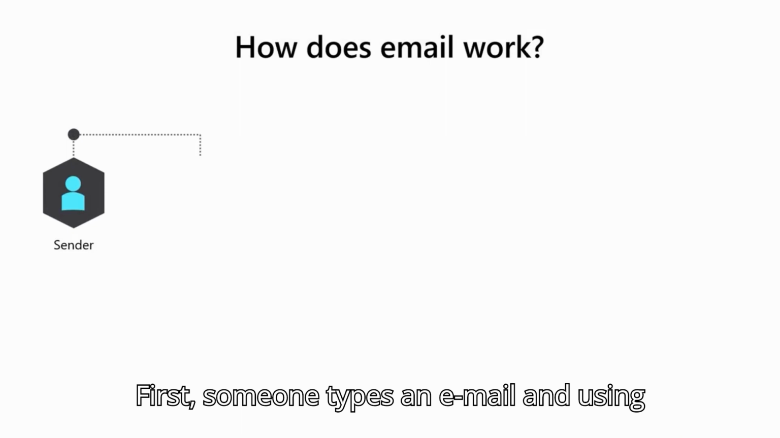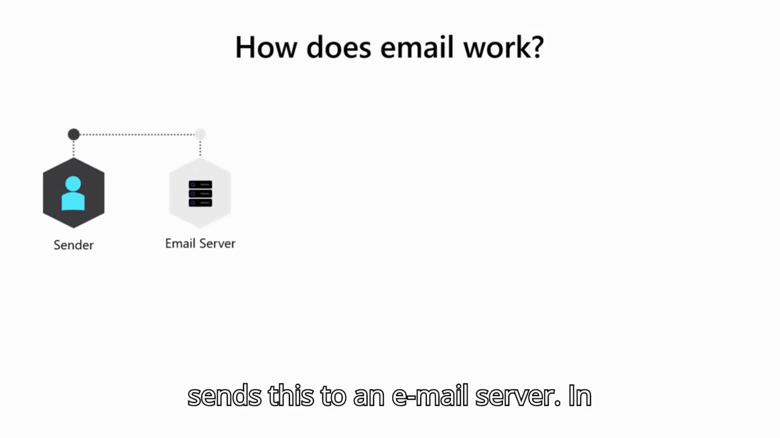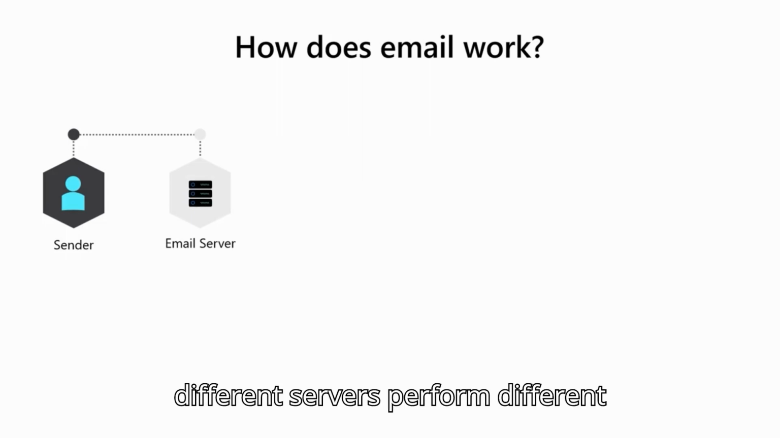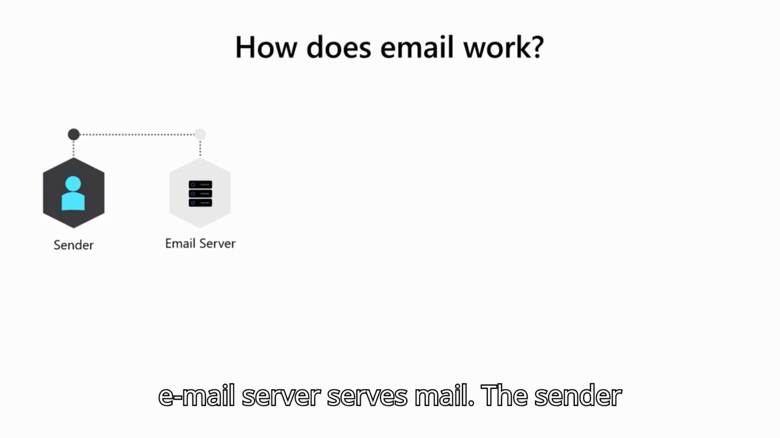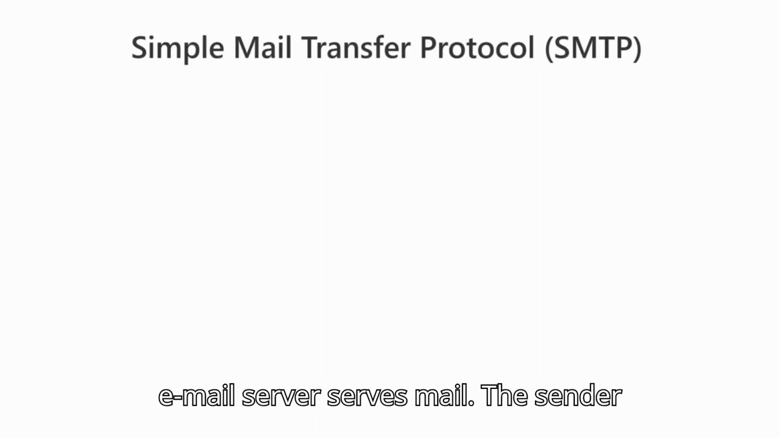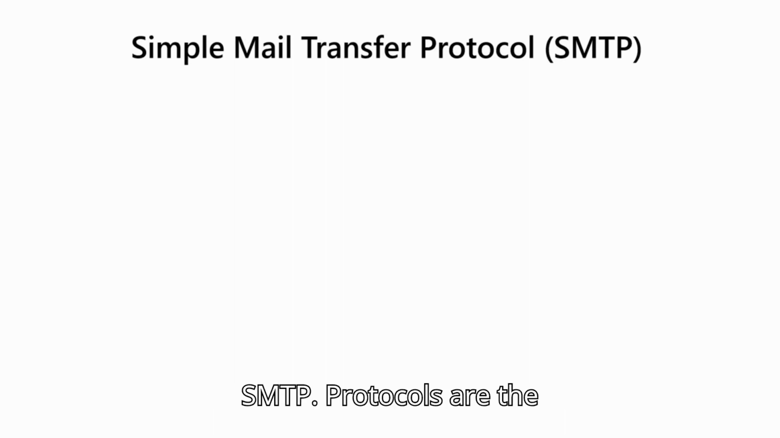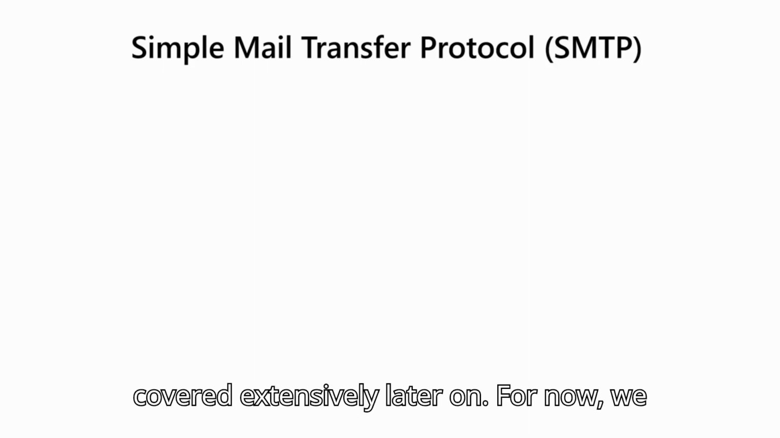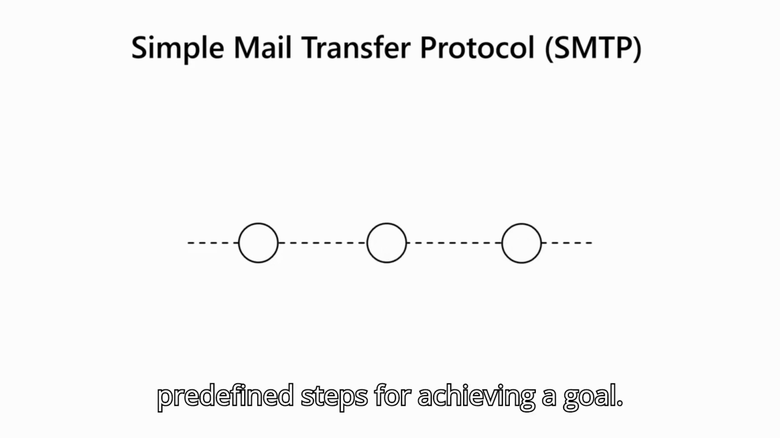First, someone types an email and, using a computer with an internet connection, sends this to an email server. In previous lessons, you learned that different servers perform different tasks, which they are named after. The email server serves mail. The sender uses a simple mail transfer protocol, or SMTP. Protocols are the backbone of the internet and will be covered extensively later on. For now, we can say that a protocol is a series of predefined steps for achieving a goal.